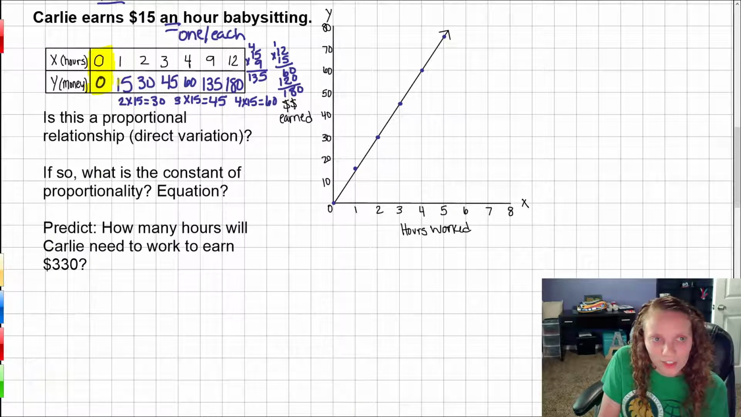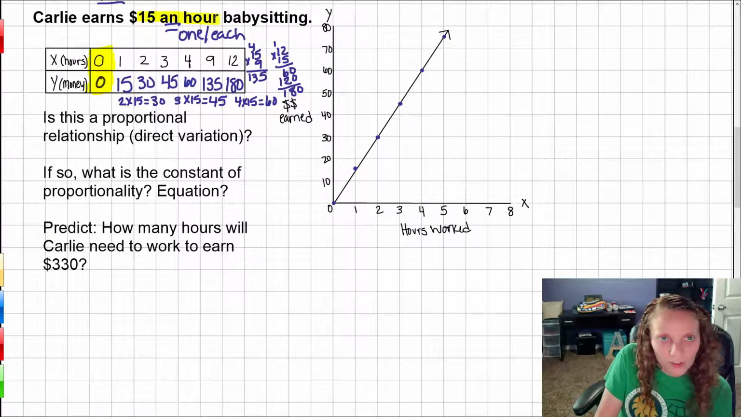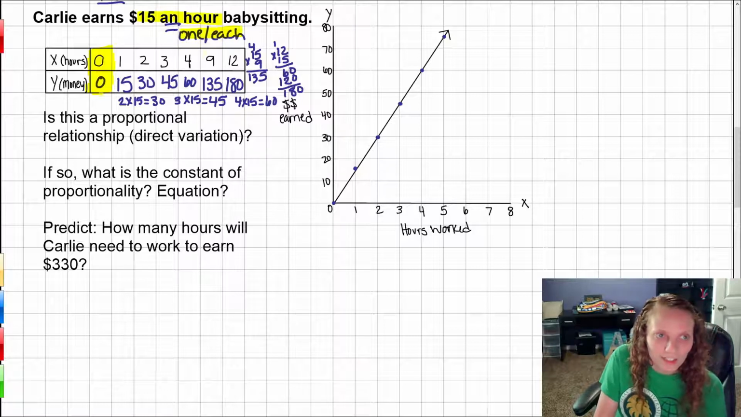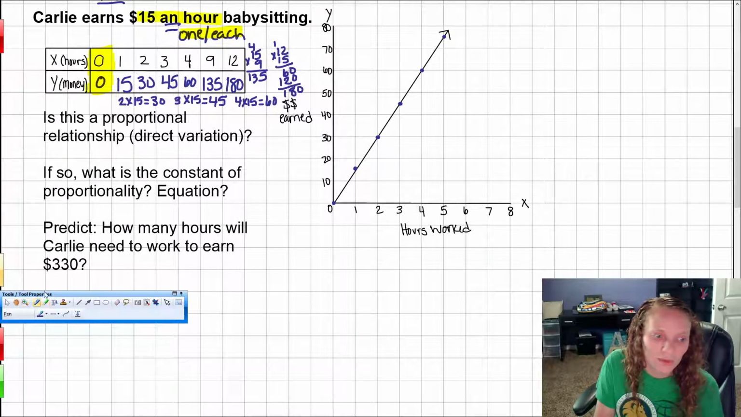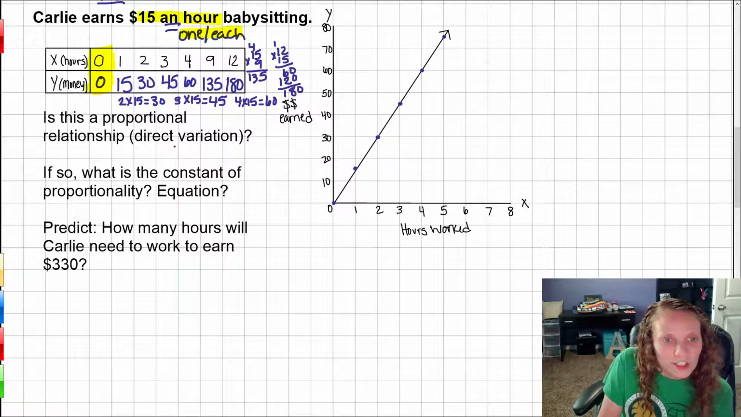So the pattern is constant. It's $15 for each hour. And then it is 0, 0 because at 0 hours she has $0. So yes.